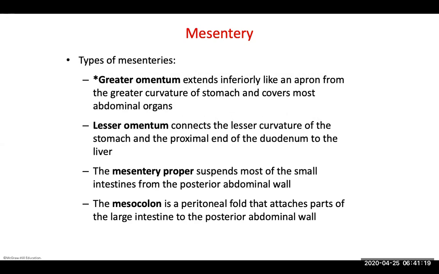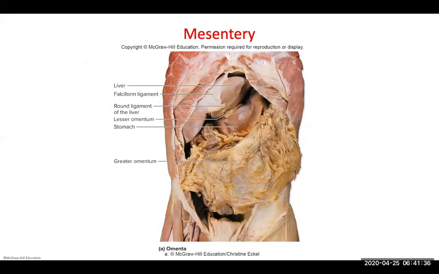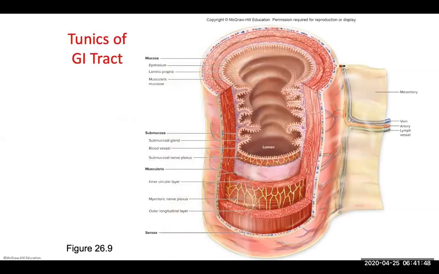There are types of mesenteries. The one that you're responsible for knowing is called the greater omentum, and this extends downward, or inferiorly, like an apron from the greater curvature of your stomach and covers most of your abdominal organs. And this is a look at what the greater omentum looks like. And you can see how it's a tissue that covers over the intestines, which will be right underneath it.